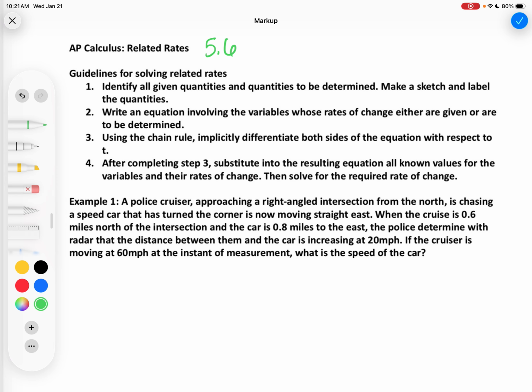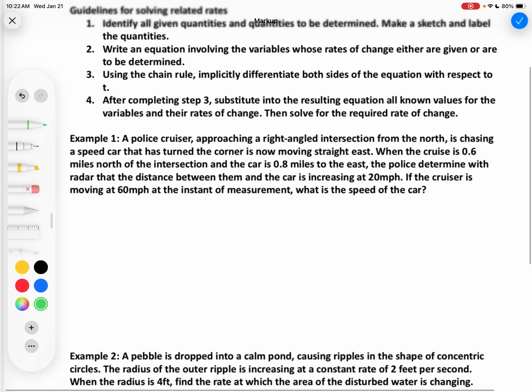Then use the chain rule and implicitly differentiate both sides of the equation with respect to t. And then after step 3, substitute into the resulting equation all known values and solve for the required rate of change. That one, again, just depends on what they're asking us for. Sometimes we're really plugging something back in. Sometimes we're literally just solving for the missing pieces. So this first one.